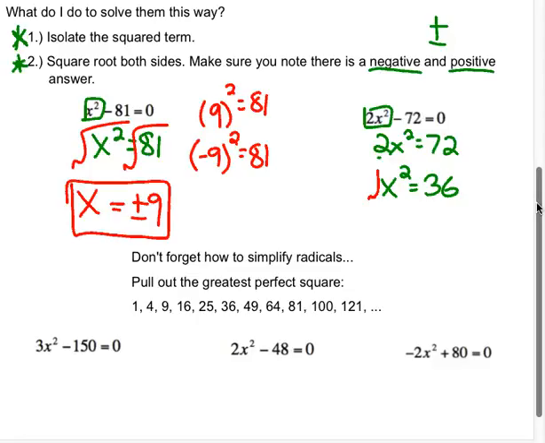So now I'm ready to square root. The square root of 36 is just the number 6, but remember we always get a plus or minus, because 6 squared is 36, but at the very same time, negative 6 squared is also 36.